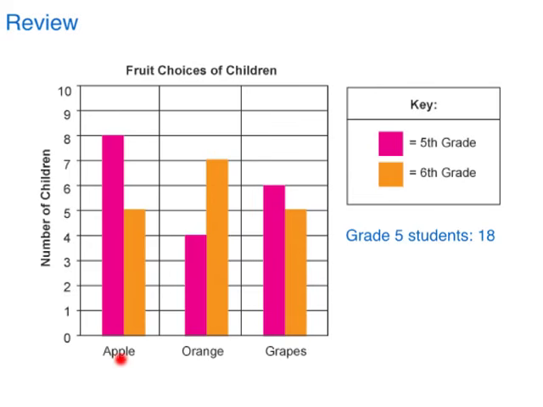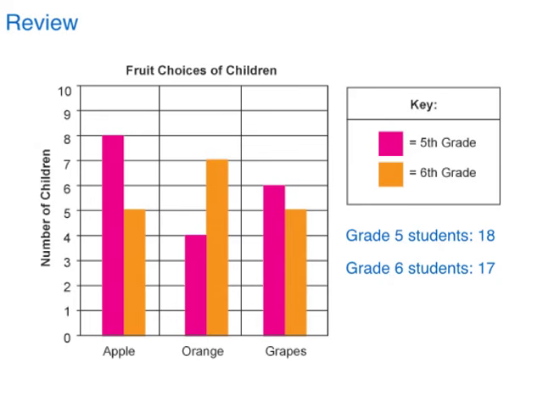If we add up the pink bars, we can tell how many grade 5 students there were. There are 8 for apple, 4 for orange, and 6 for grapes. So if we add up those 3 numbers, we get 18 grade 5 students. Pause the video and see if you can figure out how many grade 6 students there are. If you guessed there are 17 grade 6 students, you would be correct.